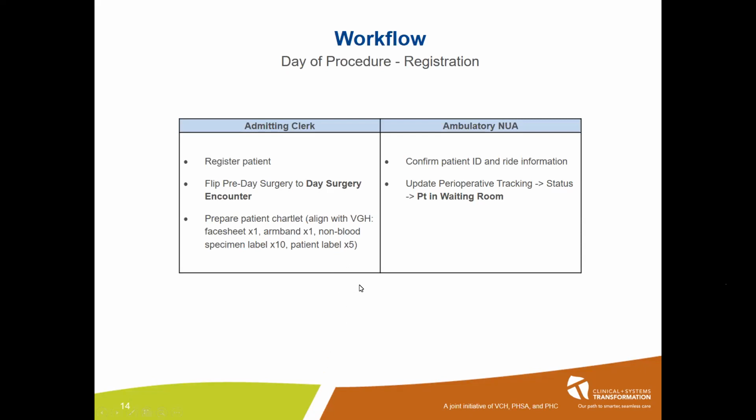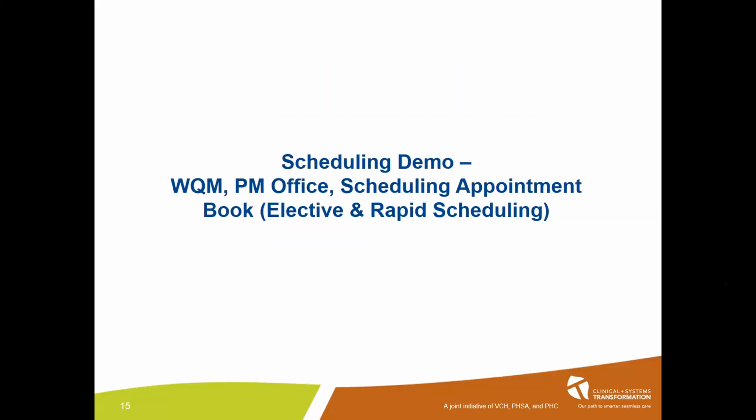So we have agreed that we're going to align with what VGH is doing. So 1 face sheet is printed, 1 armband, non-blood specimen labels times 10, and 5 patient labels. Then the ambulatory NUA will confirm the patient's ID and ride information and update the tracking board status to say that the patient is in the waiting room. So any questions about what we just went over? I will show it all in the system.